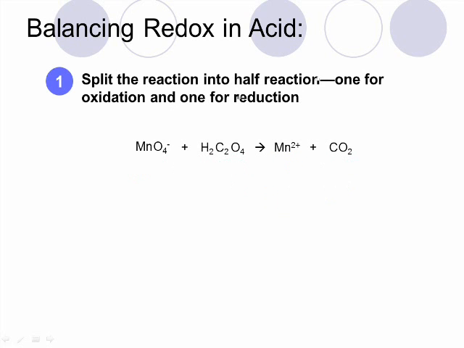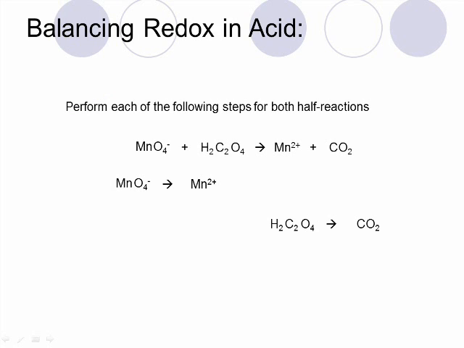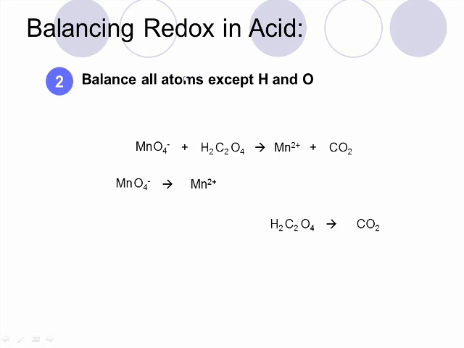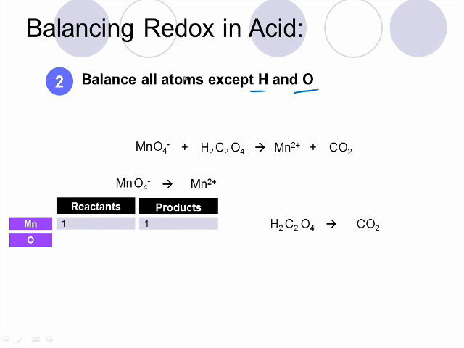So what we're going to do first, we're going to split the reaction into half reactions, one for oxidation and one for reduction. The element that was reduced, we'll split it like this. That was the manganese. And we have the one that was oxidized. Now, we're going to perform each of these steps for both half reactions. We're going to balance all the atoms except hydrogen and oxygen. These will come later. So the first one we see, manganese is already balanced. So we have one reactant, one product of manganese. With oxygen, we have 4, and we don't have any oxygens here, but we're going to leave that for now, and we're going to take care of that later.